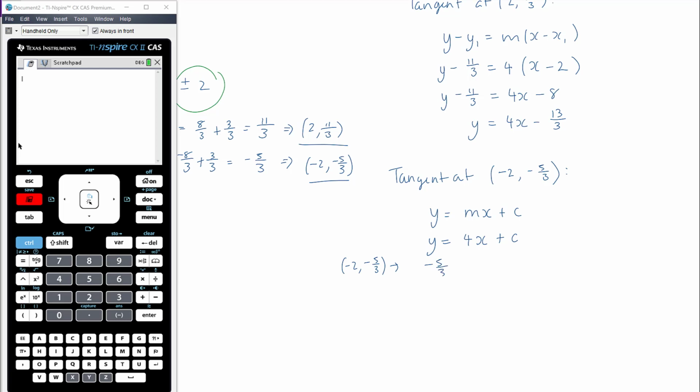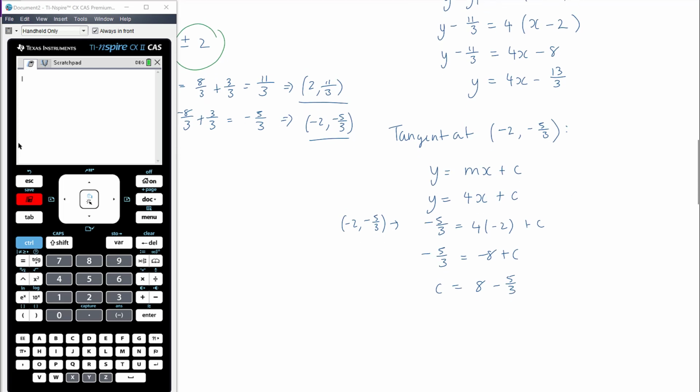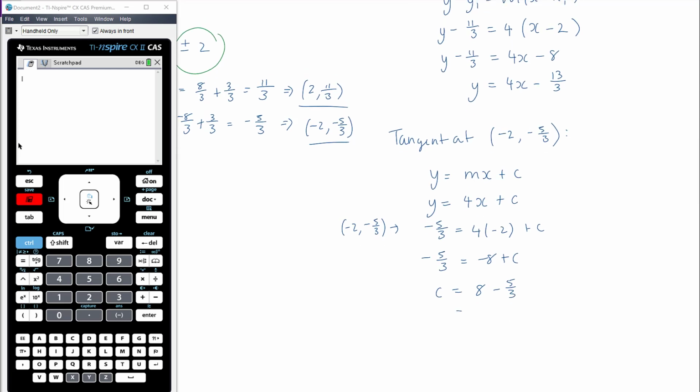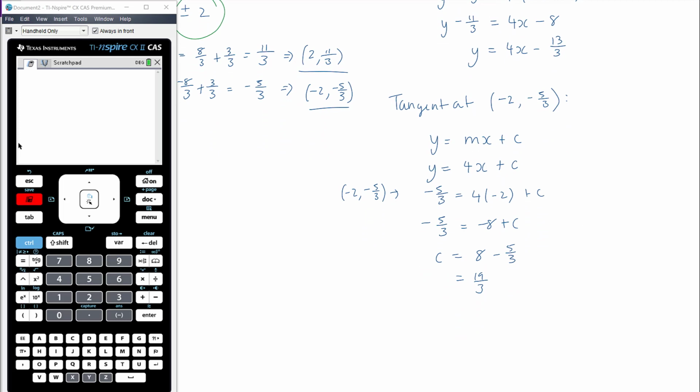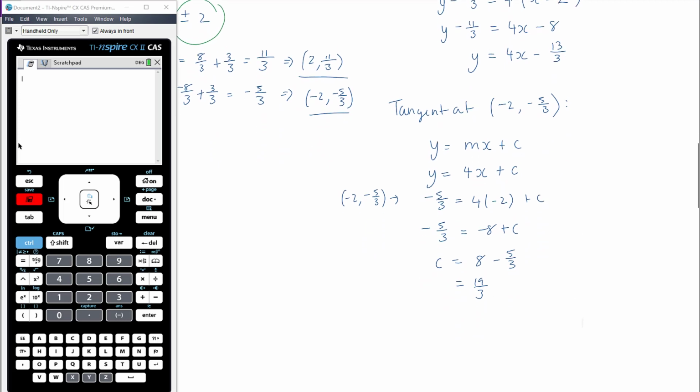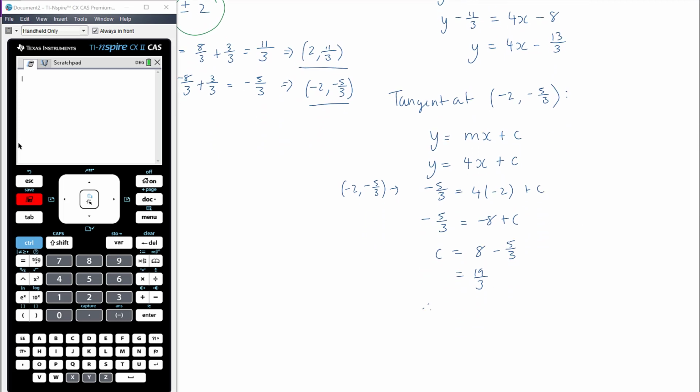So when y is negative 5/3, x is negative 2, so I get negative 5/3 equals negative 8 plus c, and so c equals 8 minus 5/3, which is 24/3 minus 5/3, so 19/3. Okay. Sorry, I guess that's right. And so then I get my equation is y equals 4x plus 19/3.